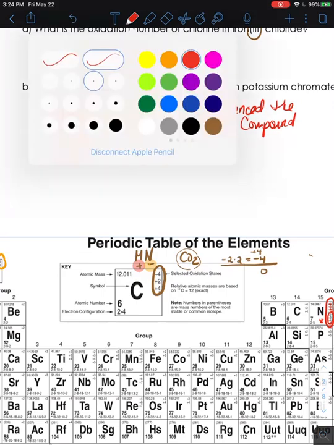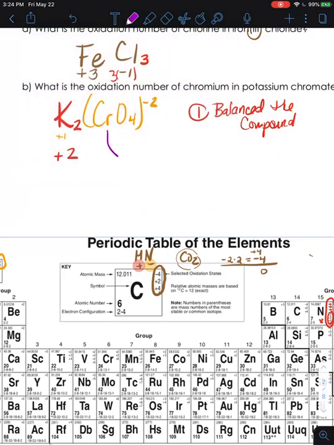Now what we're going to do is we're going to break this down a little bit. The first element is going to be positive and the second element is going to be negative. So what does that mean? Looking at just the oxygen, oxygen has a -2 charge. I can look that up on my periodic table, and I'm going to multiply that by 4. When I do that, I have a -8 charge.